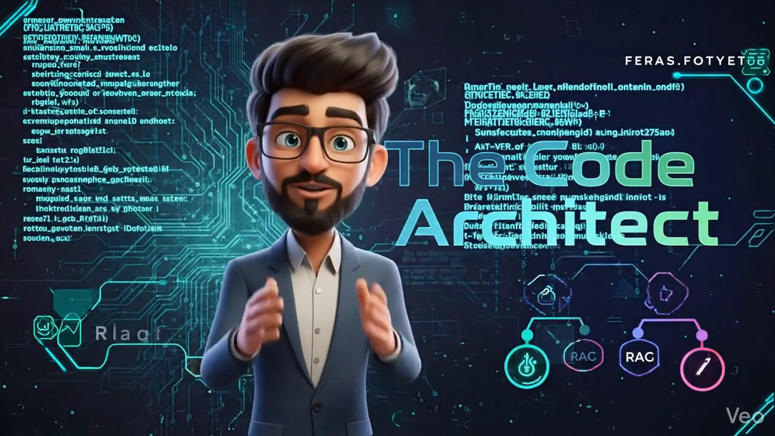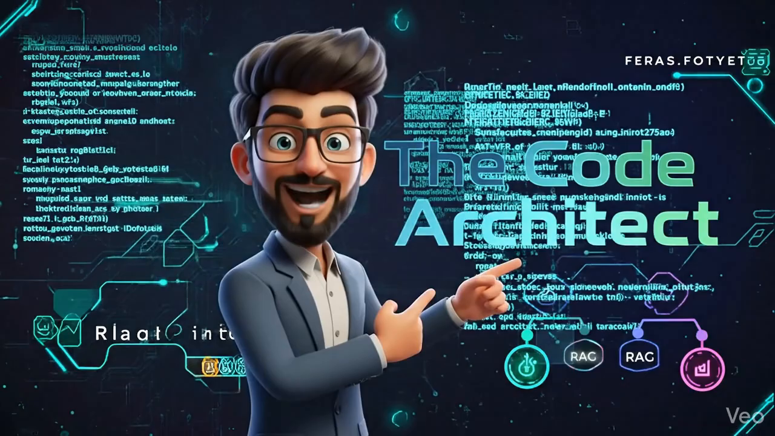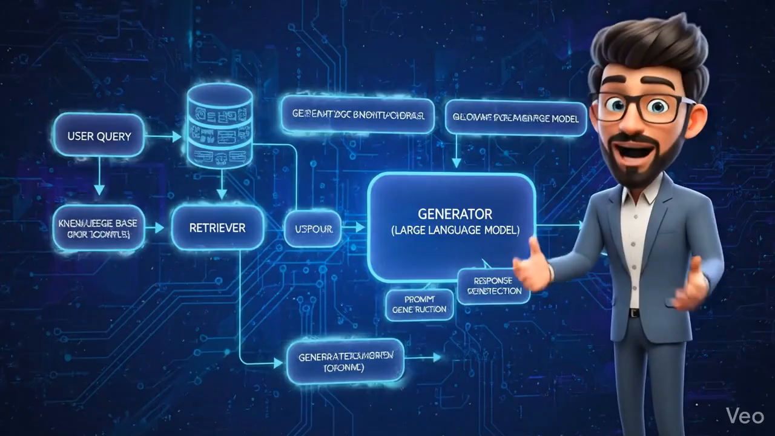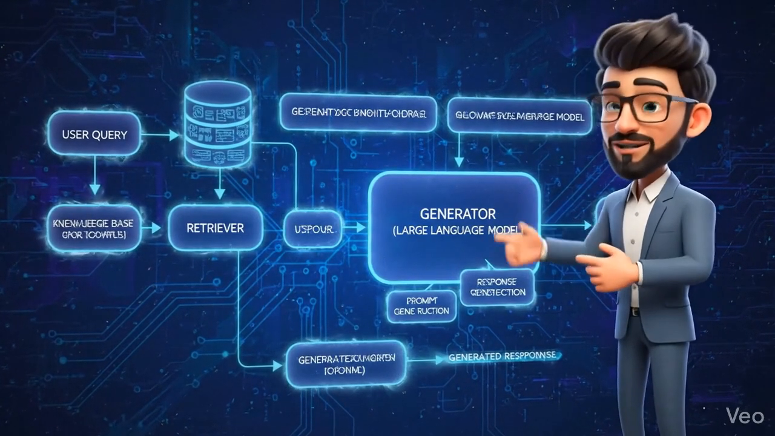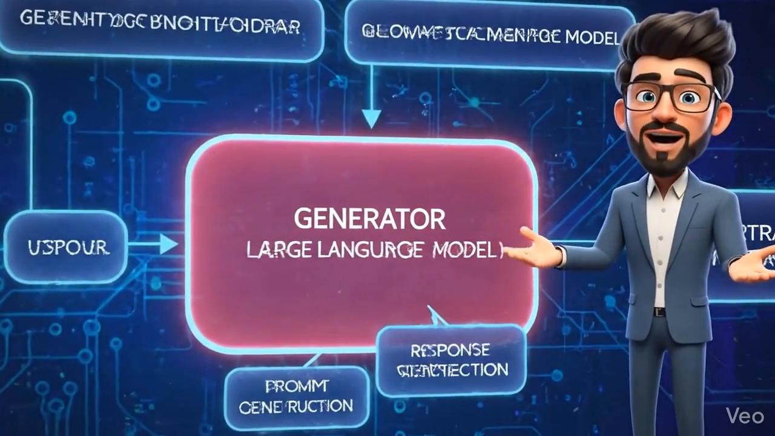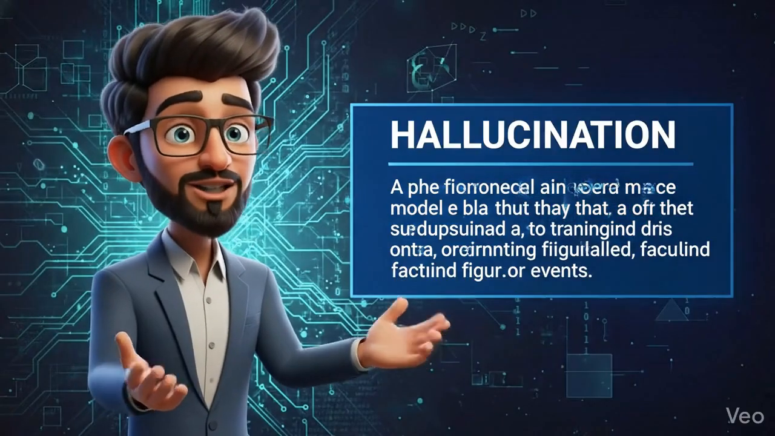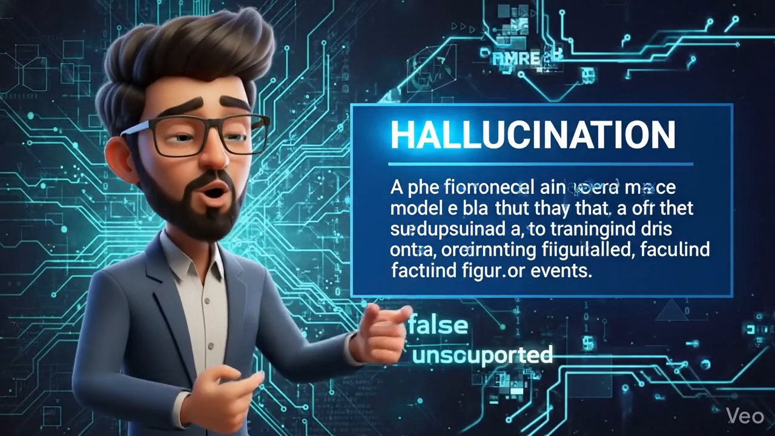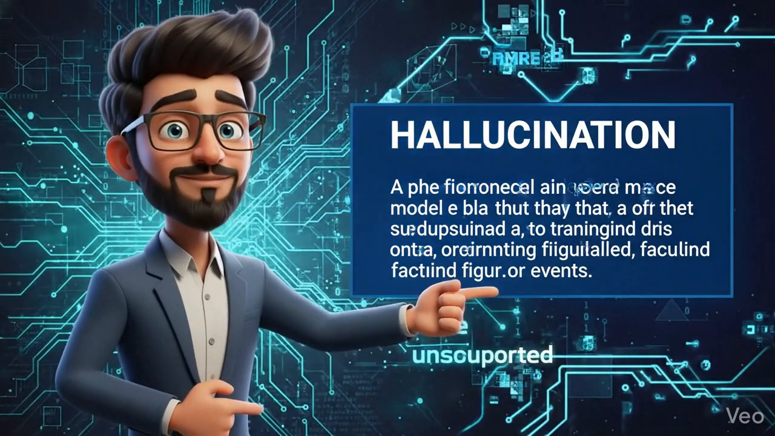Today, we're diving into RAG optimization for better accuracy. RAG, or Retrieval-Augmented Generation, combines retrieval and generation models. But sometimes RAG hallucinates. Hallucinations are when the model generates incorrect or nonsensical information. Let's fix that.